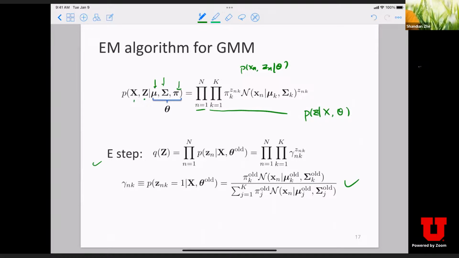Here gamma nk means the posterior probability that the nth data point belongs to cluster k, which is just pi k old, given the current parameter theta old. Pi k old is the prior probability that the data point belongs to the kth cluster, multiplied by the likelihood of Xn if it is generated by the kth cluster-specific Gaussian. And you need to normalize it because this is a probability, by summing over all possible cluster choices.